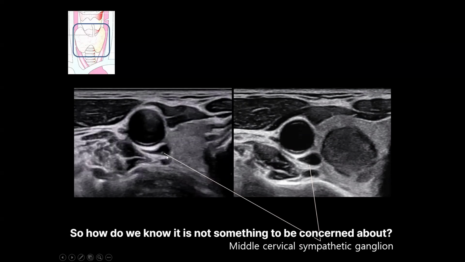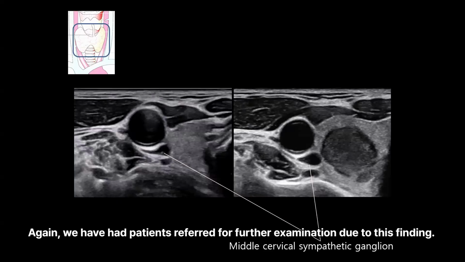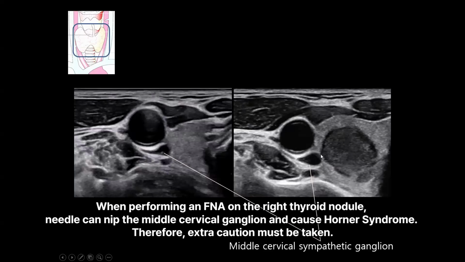So how do we know it is not something to be concerned about? It is close to the inferior thyroid artery. If you trace it, you can see that it branches off, indicating that it is a normal structure. Again, we have had patients referred for further examination due to this finding. When performing an FNA on the right thyroid nodule, needle can nip the middle cervical ganglion and cause Horner syndrome. Therefore, extra caution must be taken.